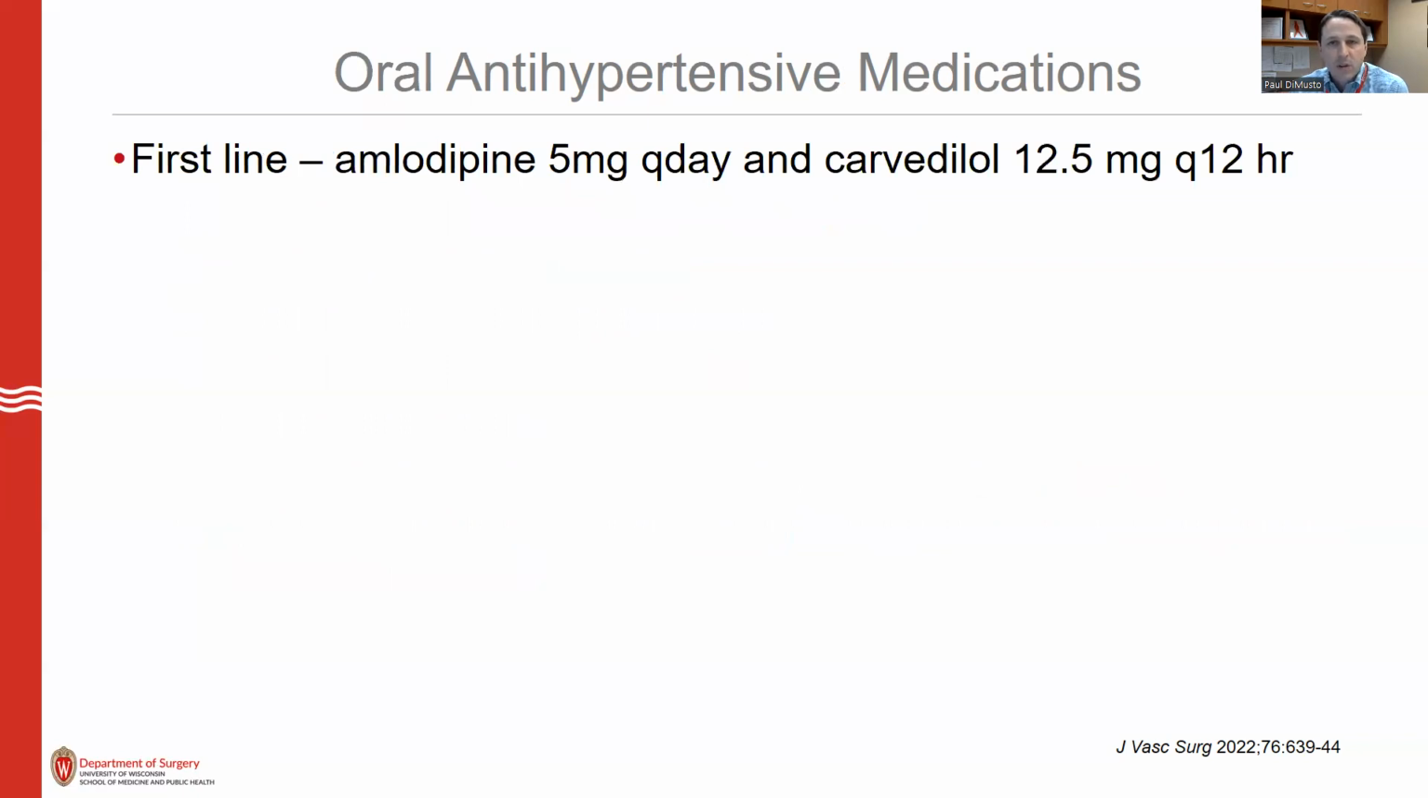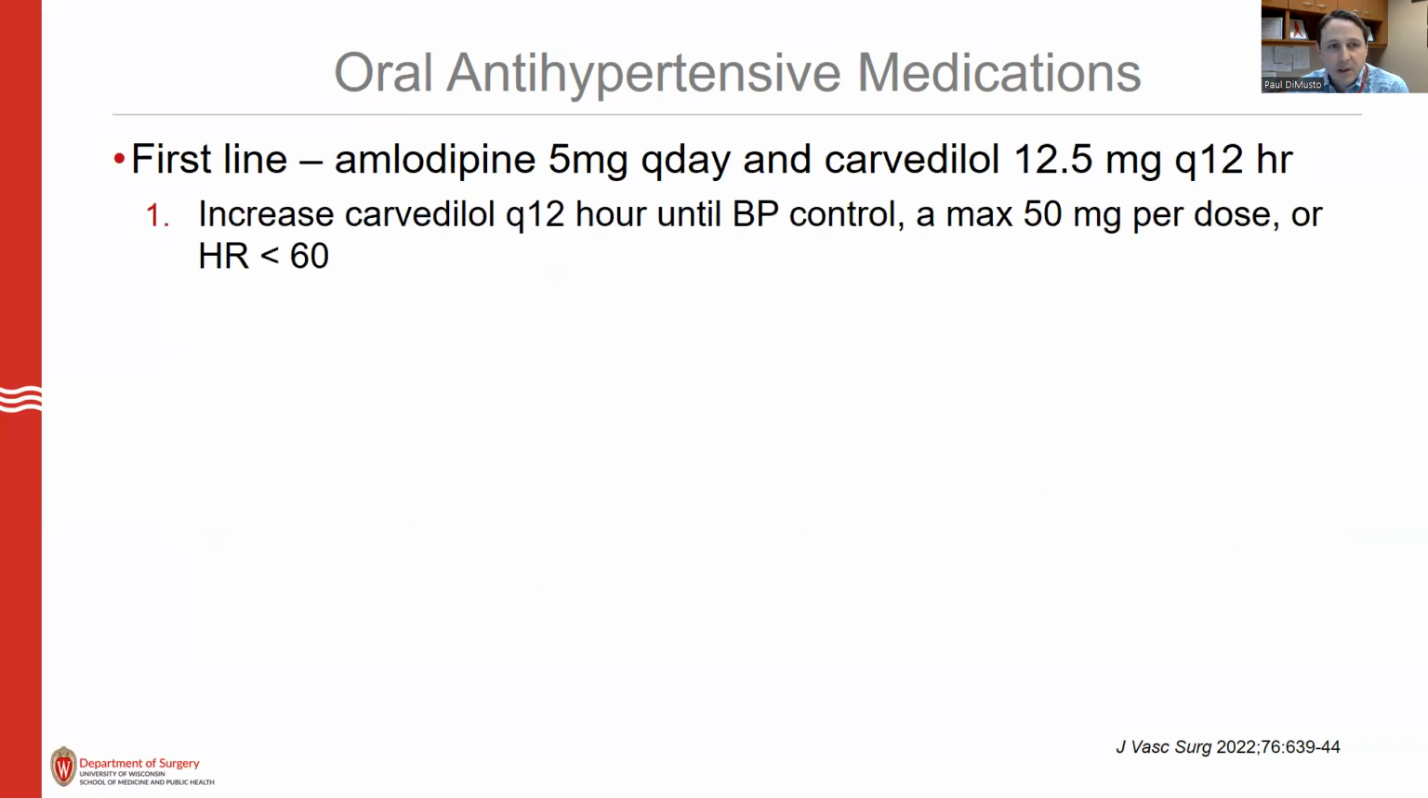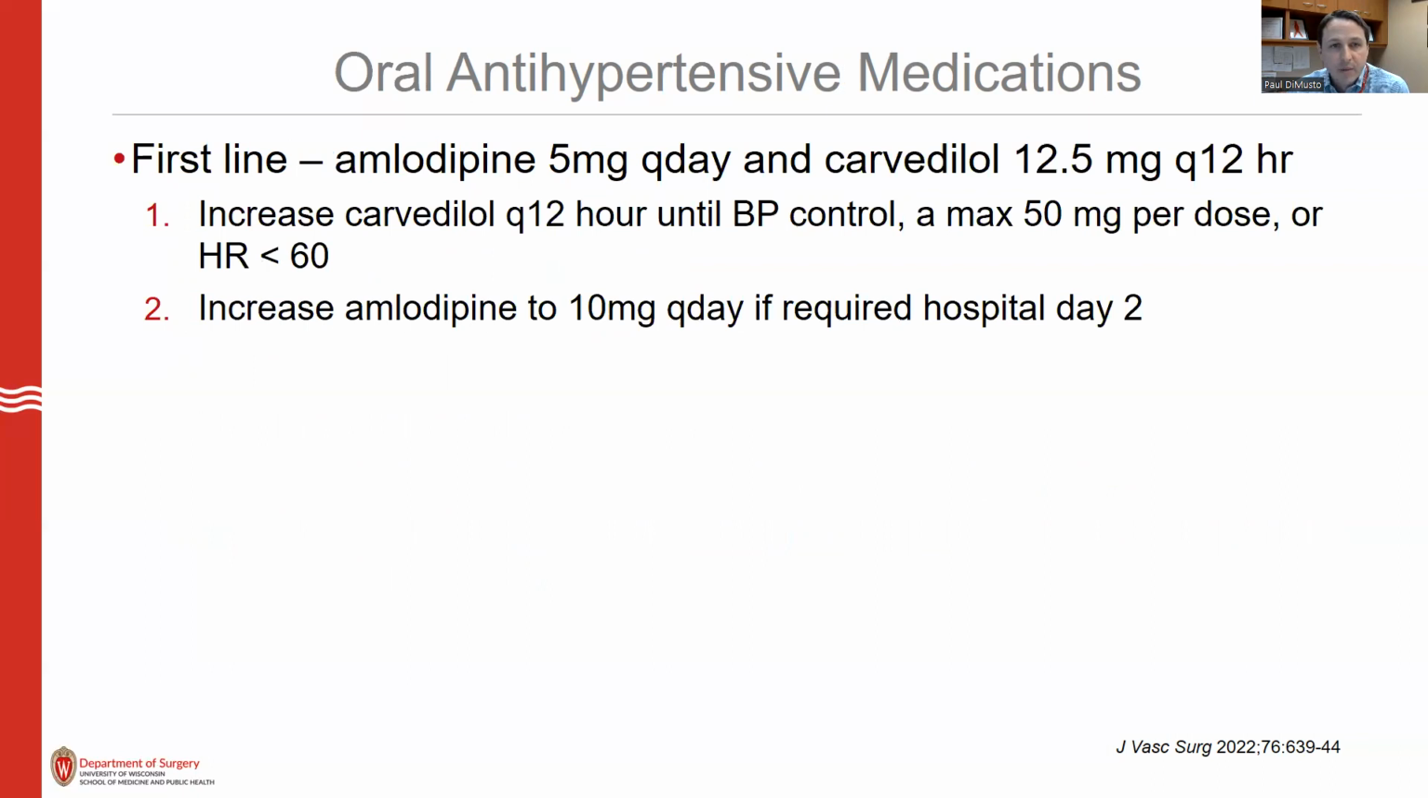In terms of our oral antihypertensives, we start with amlodipine 5 milligrams a day and carvedilol 12.5 milligrams twice a day. We actually evaluate the patients and will increase the carvedilol twice in the same day up to a maximum dose, or when we're limited by heart rate. We evaluate by day 2 and increase the amlodipine if needed.